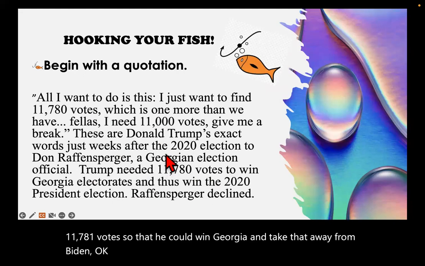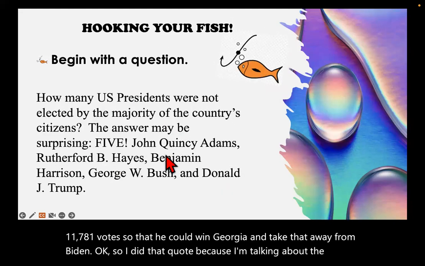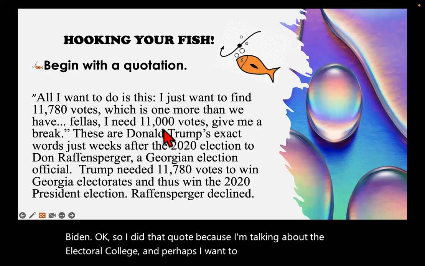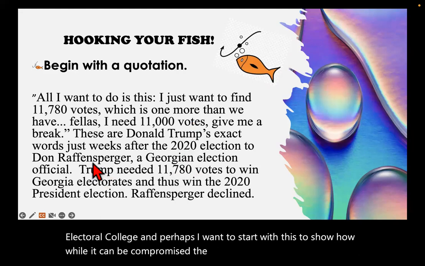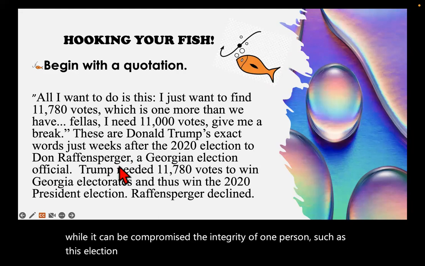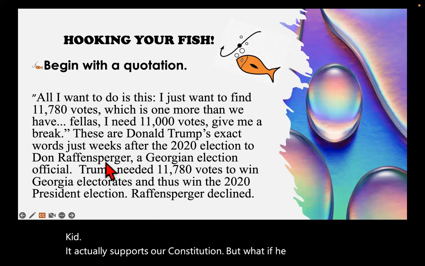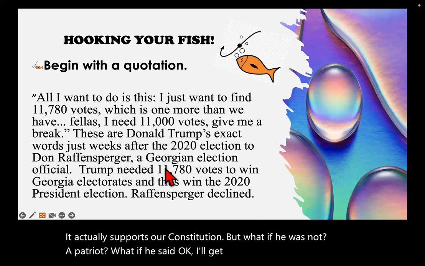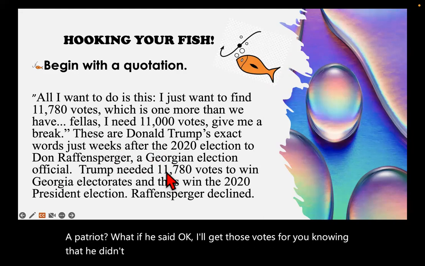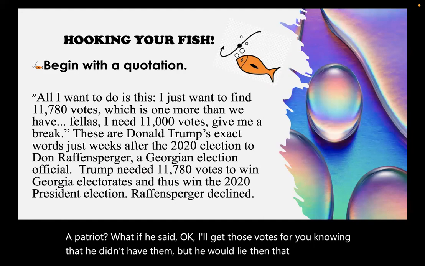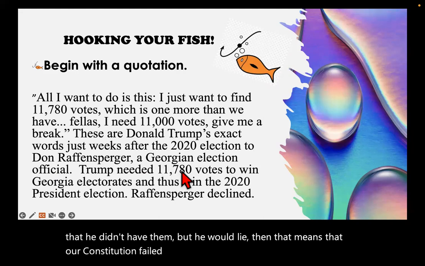Okay, so I did that quote because I'm talking about the Electoral College, and perhaps I want to start with this to show how, while it can be compromised, the integrity of one person, such as this election official, can actually support our Constitution. But what if he was not a patriot? What if he said, okay, I'll get those votes for you, knowing that he didn't have them, but he would lie? Then that means that our Constitution failed. But as it turns out, he didn't find what he didn't have.